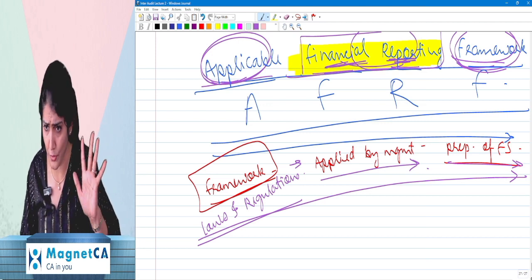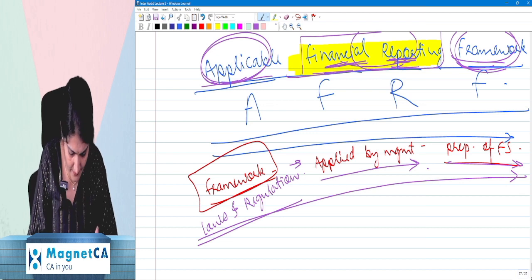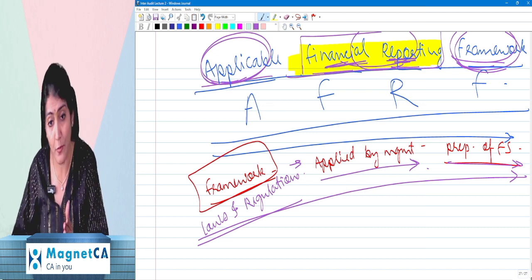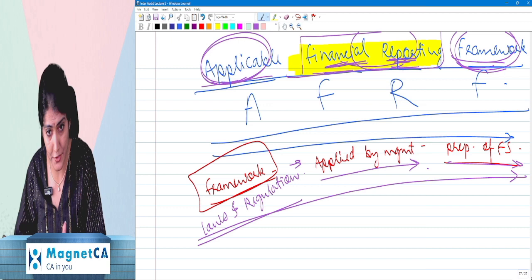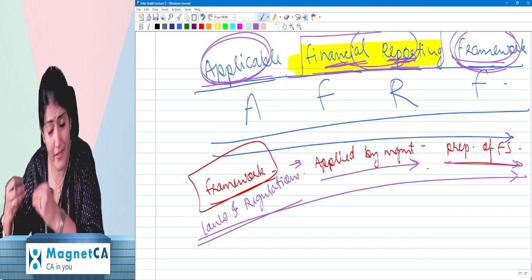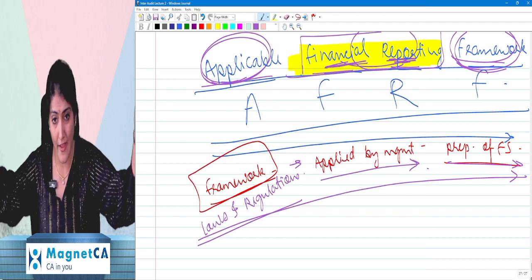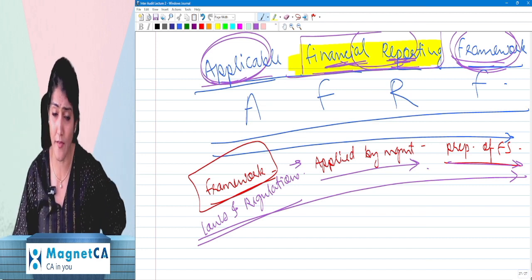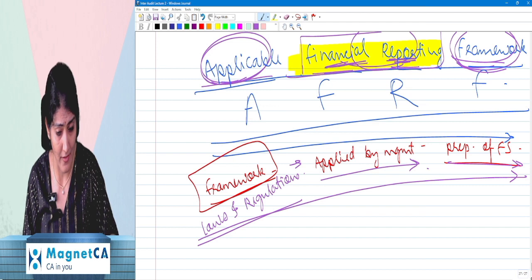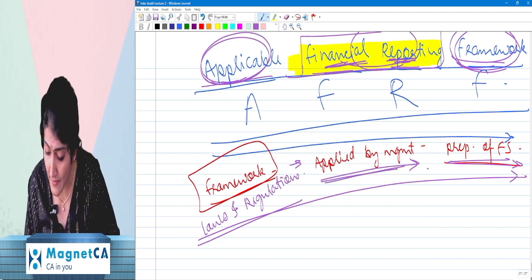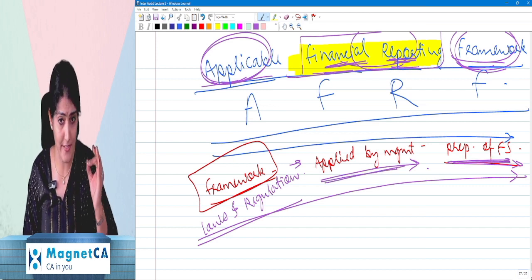It is the framework, that is, the laws and regulations which are to be applied by the management when they are preparing the financial statements. They can't prepare financial statements as they wish. They have to prepare them as per the laws and regulations. That is the framework applied by the management in the preparation of the financial statements.